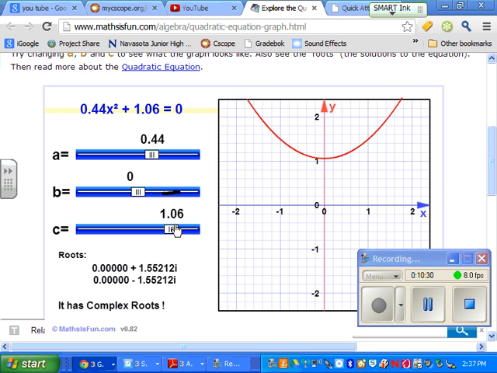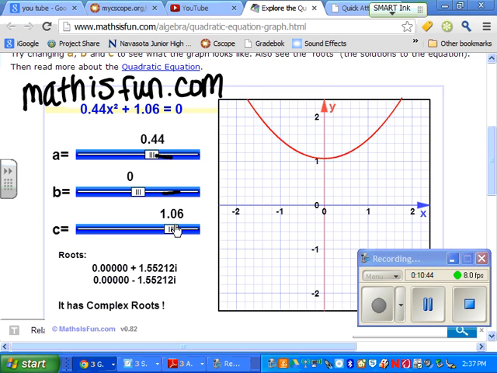Alright guys, if you like this website and you want to go try it yourself, it's called mathisfun.com, and how appropriate because math is really fun. And this website is a great tool to go learn a little bit more about how the coefficients or the constants work in quadratic equations. So I'll see you guys in class tomorrow. I hope you have a good night.